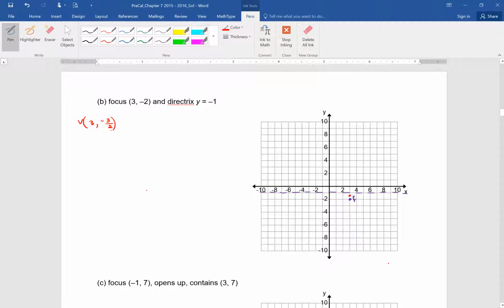I like fractions. All right, now how much is p? P is 1/2, right? P is this distance right here. Okay, so p is 1/2. And is that all I need? That's all I need. So let's put it in the equation though. What kind of equation do we have for this? Is this going to open horizontally or vertically? It's going to open vertically but down. Excellent. So what does that mean? P is negative.